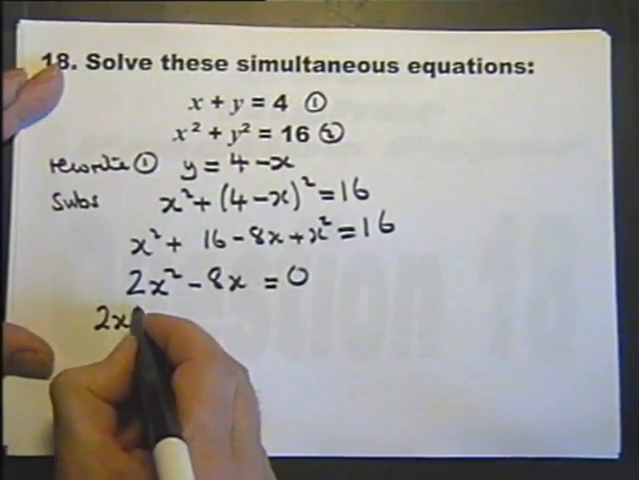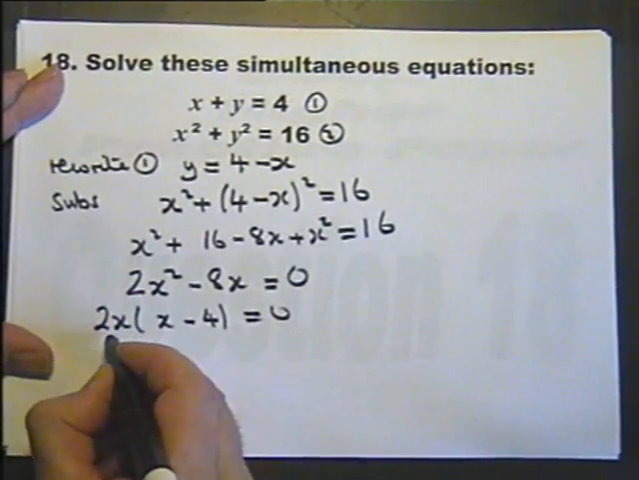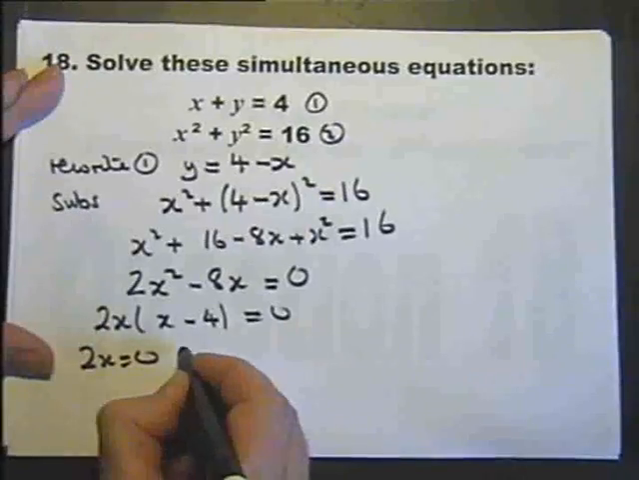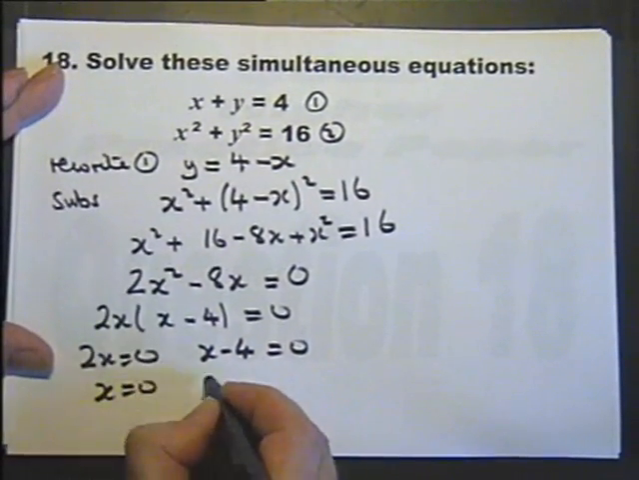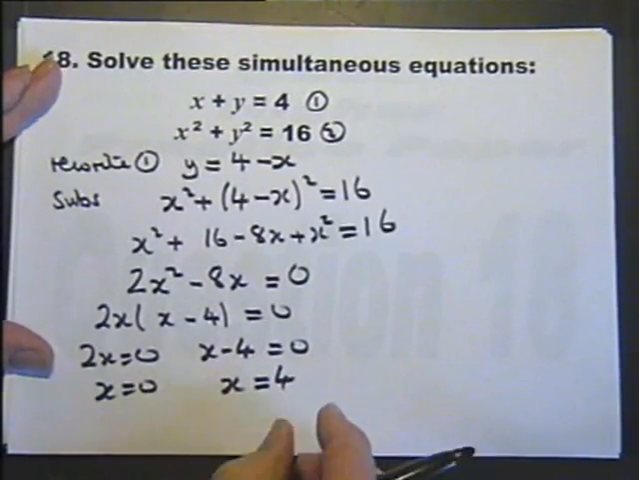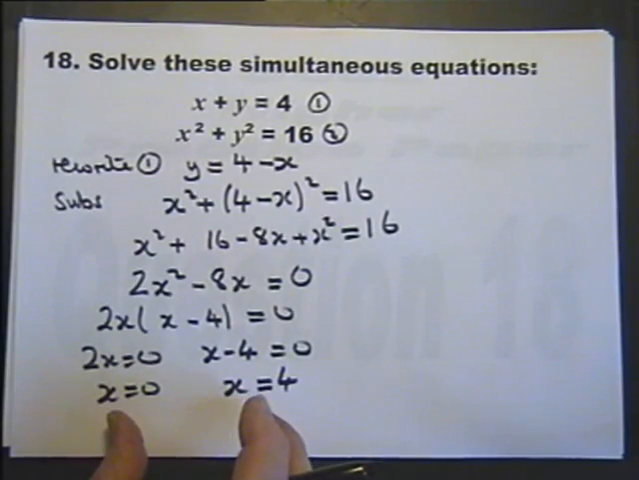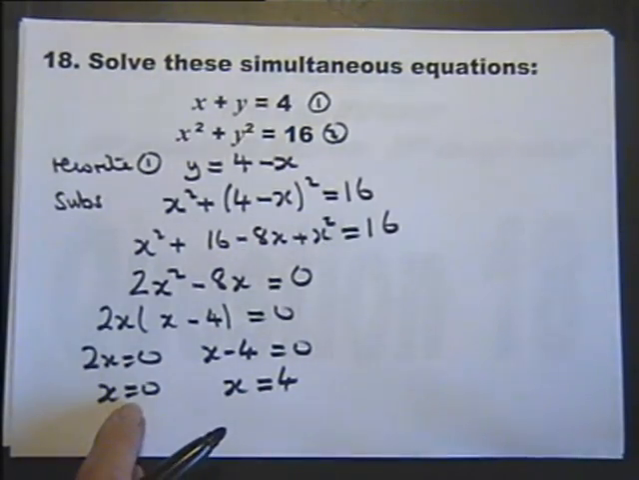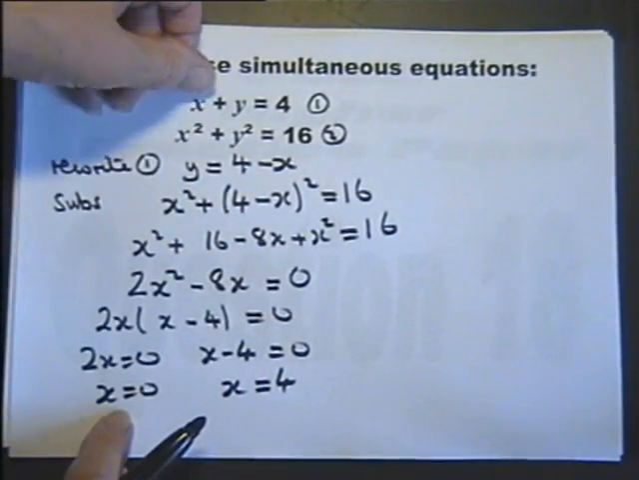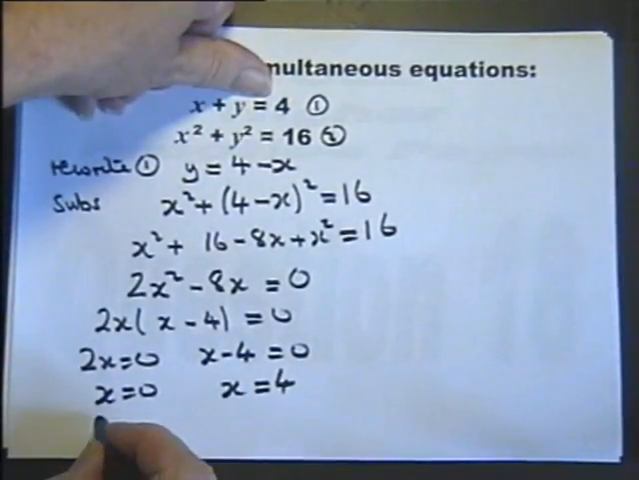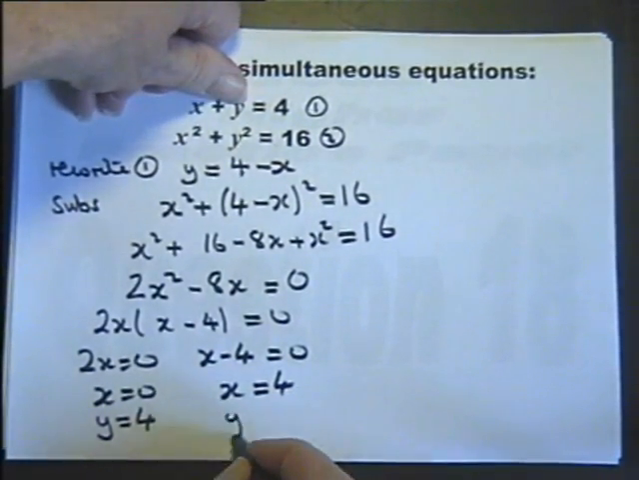Factorise by taking the 2x out. So I've got two answers, either this equals 0 or this equals 0, which gives me x equals 0 or x equals 4. Now I've got two pairs of answers, not just x. I've also got the y answer, so substituting these values into either of those equations, obviously this one's easier. When x is 0, y would have to be 4, and when x is 4, y would have to be 0.